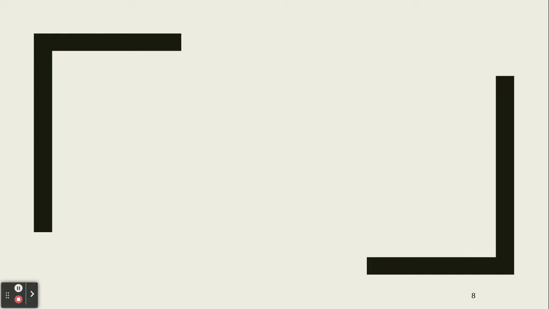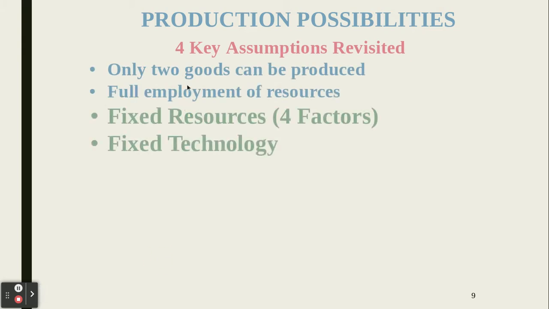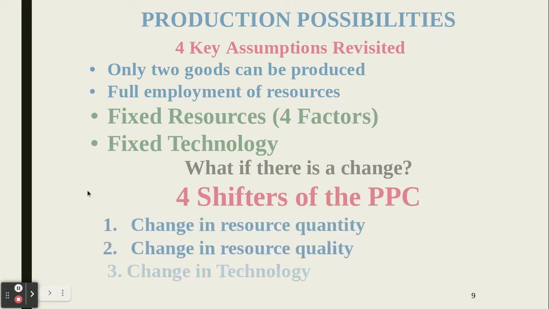Now we're going to get to what if any of these four assumptions that we already talked about change? We have a shift in our PPC curve. Four things can change: resource quantity, resource quality, change in technology, or a change in trade. Any of these could cause our curve to shift.